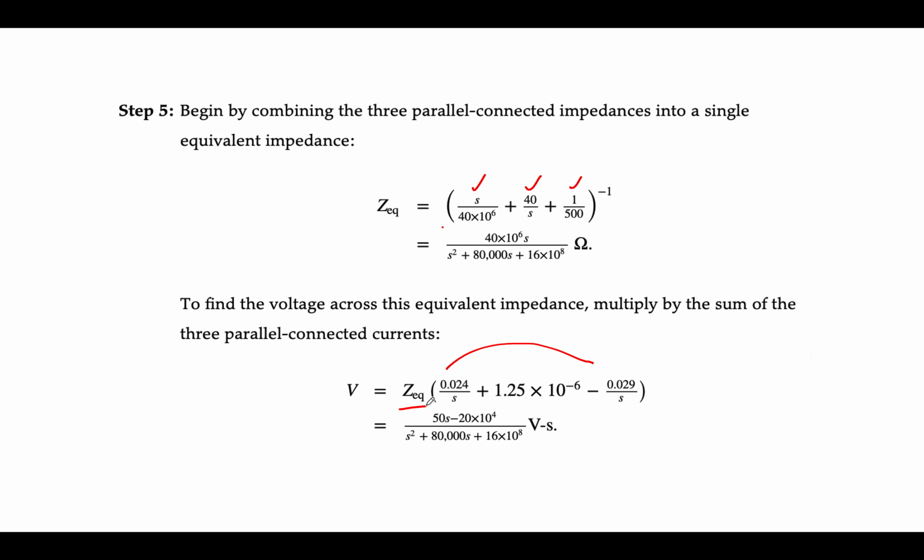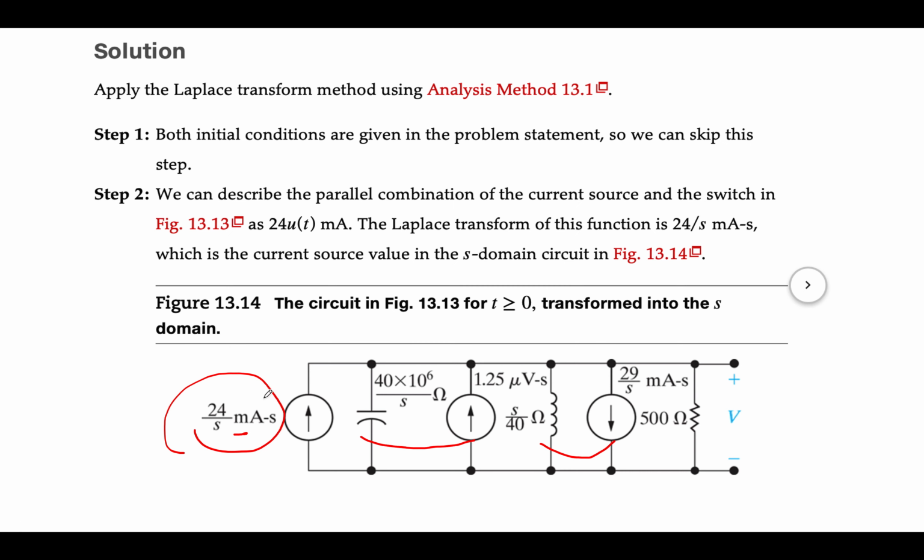I probably, in all honesty, would have written a node equation because I think it would have been just as easy. But this is fine. There's no problem with this. So let's go back and look at our circuit. We had three current sources, all in parallel. So those were added algebraically, meaning this was positive, this was positive, this was negative.